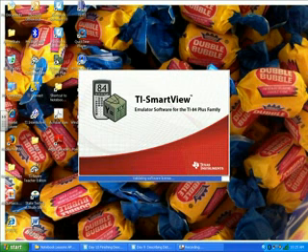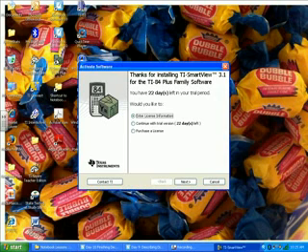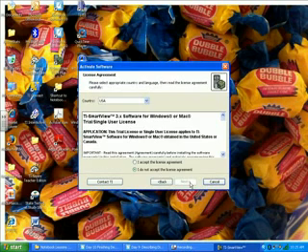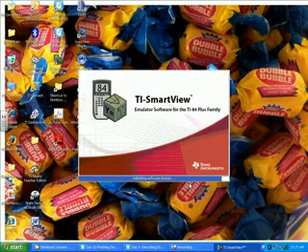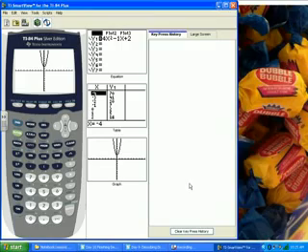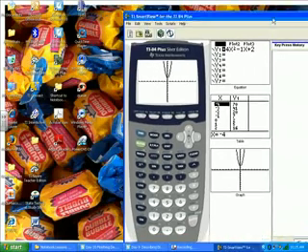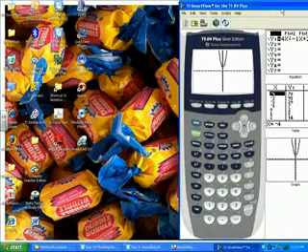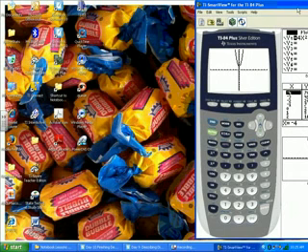Page 91, number 8. I'm going to pull up my Smart View. This is just a sample, by the way. Here is our calculator, and we're going to look at all these different screens, and we're going to get to do number 8.